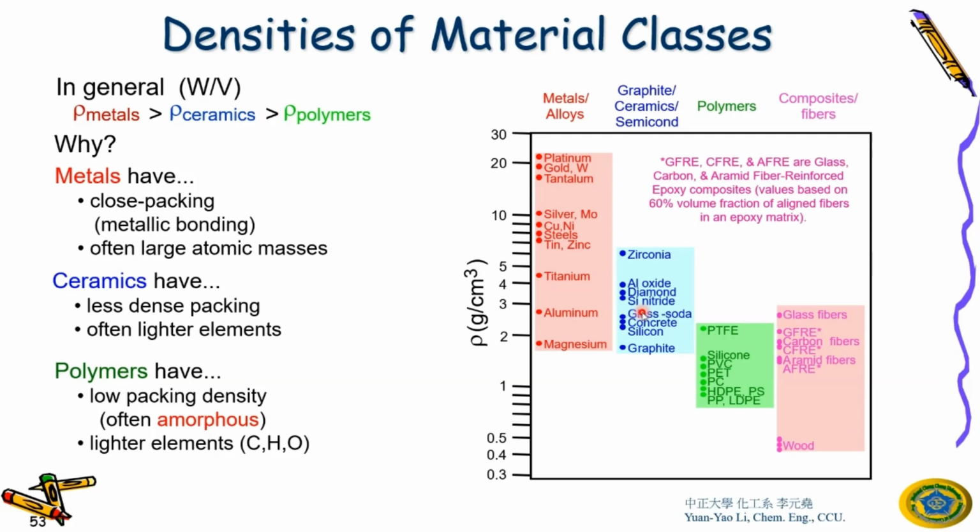Amorphous is equal to non-crystal. That means it doesn't pack very well. Crystal, non-crystal, and non-crystal can be referred to as amorphous. Lighter elements: carbon, hydrogen, oxygen. Composite is composed of the ceramic and polymer, so the density is always between the density of the ceramic and the density of the polymer.